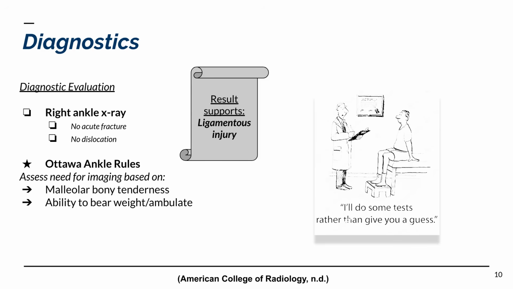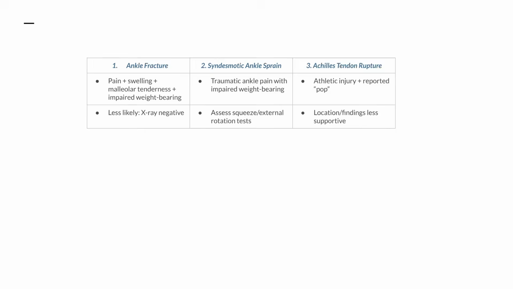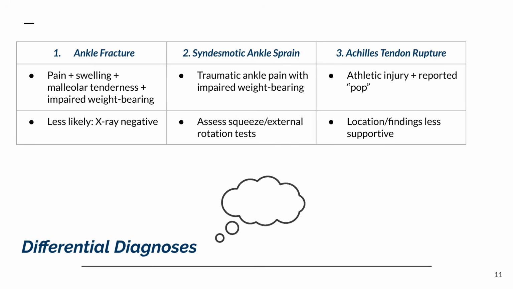In this case, the negative radiograph combined with the mechanism and soft tissue exam supports a ligamentous ankle injury rather than an acute fracture. Although the assigned diagnosis is a lateral ankle sprain, several important alternative diagnoses should be considered. First is an ankle fracture. Acute pain, swelling, malleolar tenderness, and impaired weight bearing make fracture important to exclude. However, his x-ray demonstrates no fracture, making this diagnosis less likely.